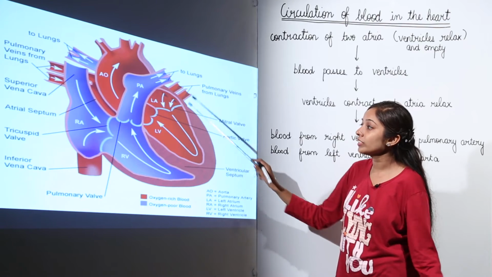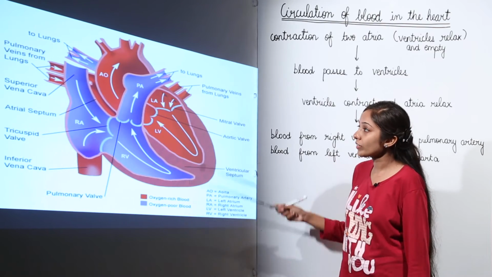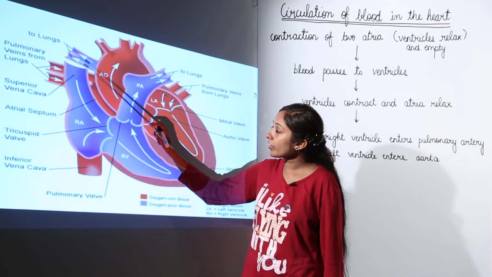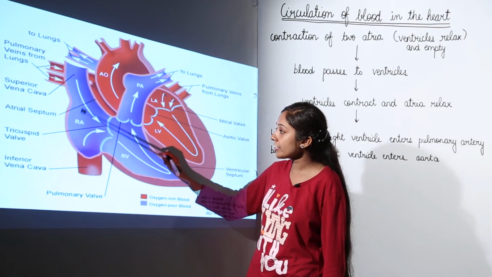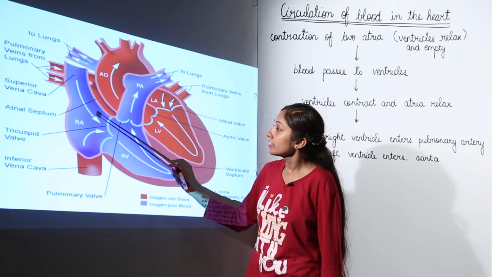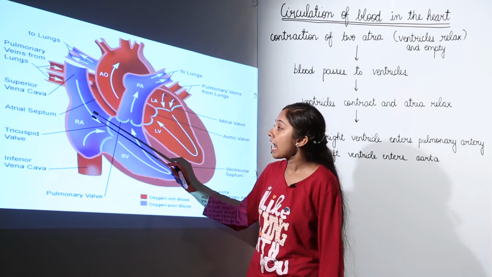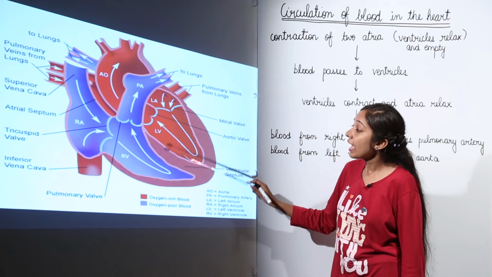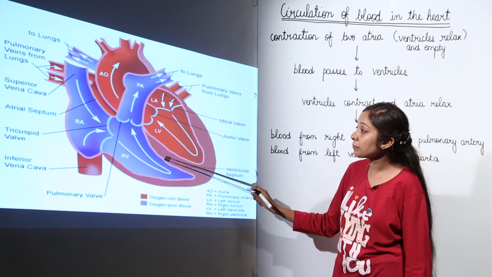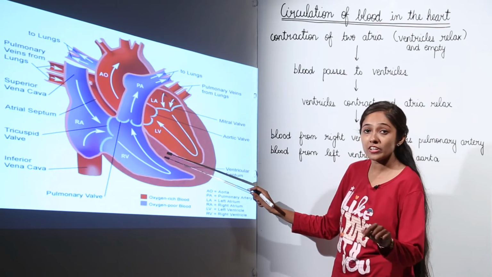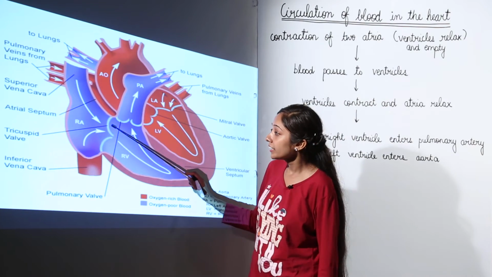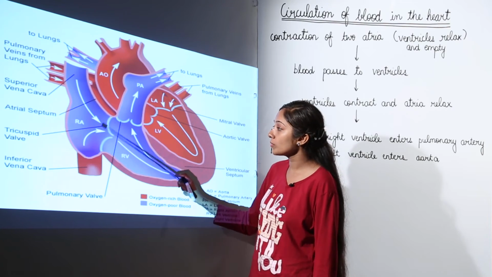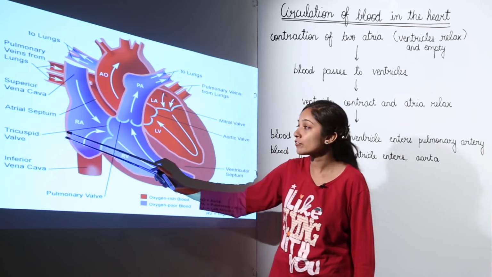Now, when we talk about the right atrium and the right ventricle, what is going to happen? The blood is going to enter from the veins, right, to the right atrium, and the atrium is going to contract. After its contraction, the blood is going to flow to the right ventricle, and here the backflow of the blood from the right ventricle to the right atrium is prevented by this valve which we call the tricuspid valve, right? This valve is what? It is the tricuspid valve.